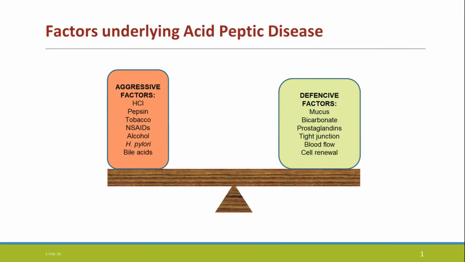Disease occurs when aggressive factors like acid, pepsin, NSAIDs, alcohol, and H. pylori overwhelm defensive mechanisms such as mucus, bicarbonate, prostaglandins, and mucosal blood flow. Drugs either reduce aggression or enhance defense. This concept simplifies all treatment strategies.